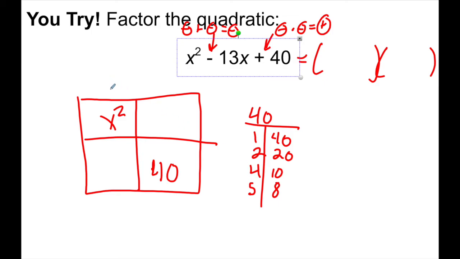And now I look and I ask myself, well, I know that above the x squared and to the left of the x squared I have x's. What are my numbers going to be? How am I going to get negative 13 knowing both of them are negative? Well, this would give me negative 41, negative 22, negative 14, and there we go, negative 13. So I have to choose negative 5 and negative 8. And if I choose that, I get negative 5x and negative 8x, which when added get negative 13x.